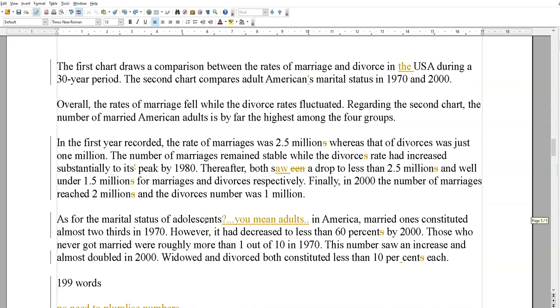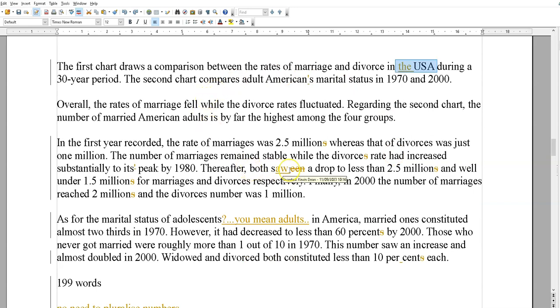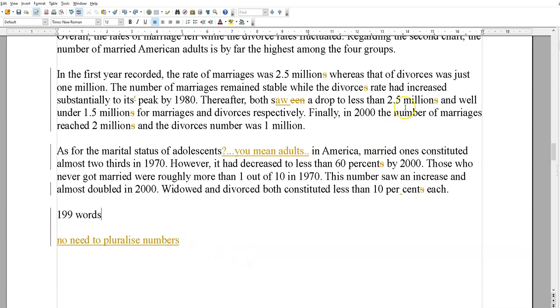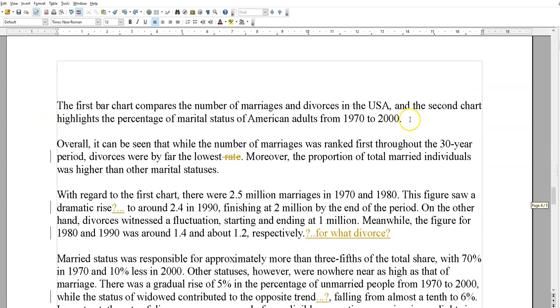Okay, and going on, this one's not bad. Article in front of essay. Okay. Both saw, past tense. Now, adolescence, that's usually kind of teenies. That's usually like 12, 13, 14, 15. So not adolescents, adults. That's not the same word. And you don't have to pluralize. It's not 2.5 millions, it's 2.5 million. We don't need millions. Don't pluralize your numbers. Don't need it. Okay, first bar chart compares, that's good.